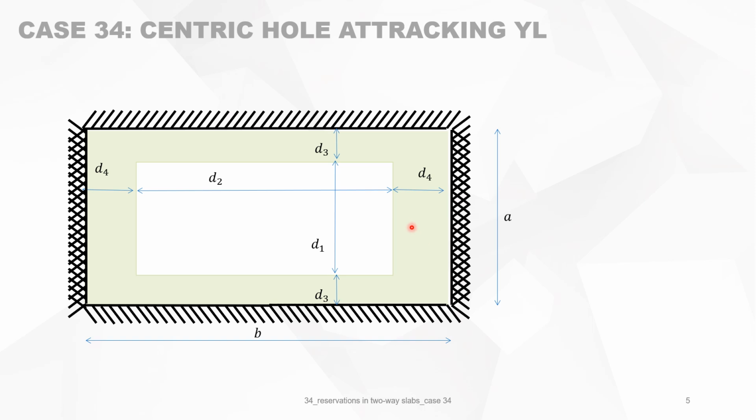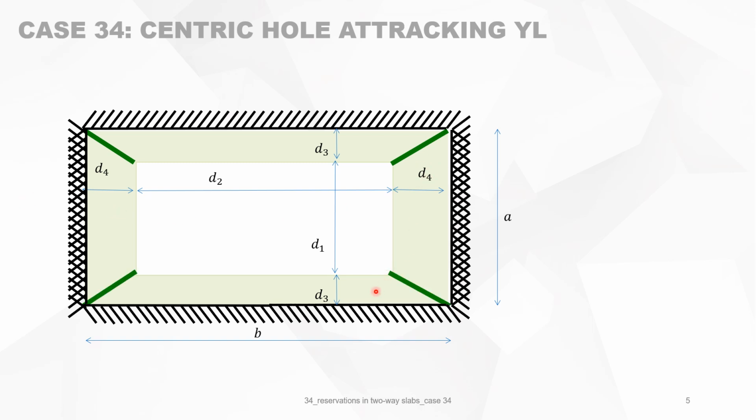The method of yield lines, we are using the fact that the whole reservation is attracting the yield line, so it means from the corner of the reservation to the point of intersection of two axes of rotation. So this yield line is independent of the angle here. So we do not use the 30, 45, 60 rule. We've seen that this is a more realistic yield line when you have large reservations.